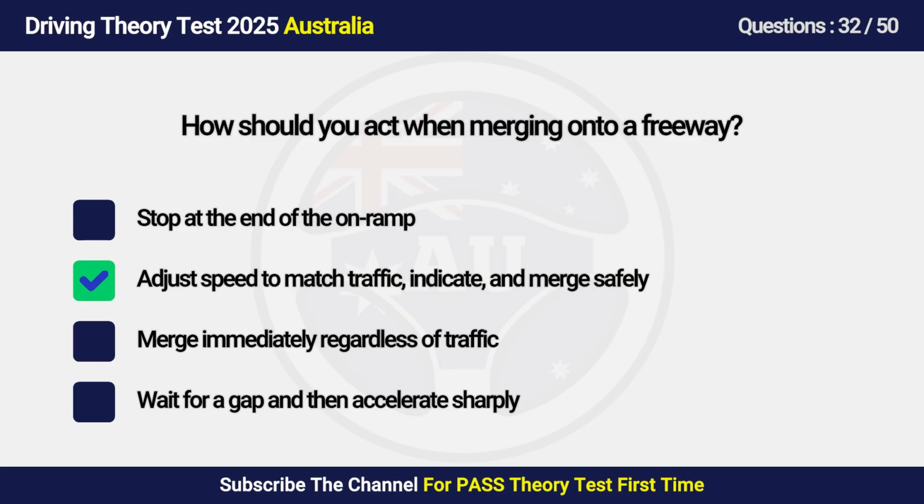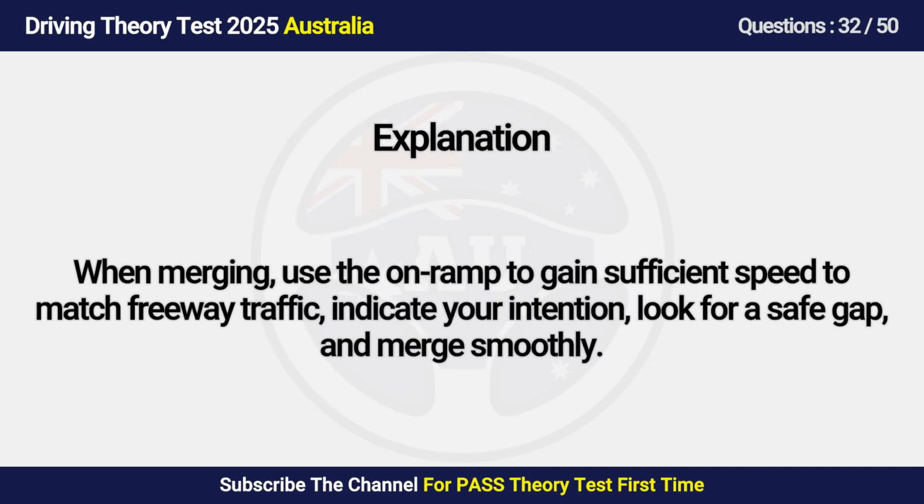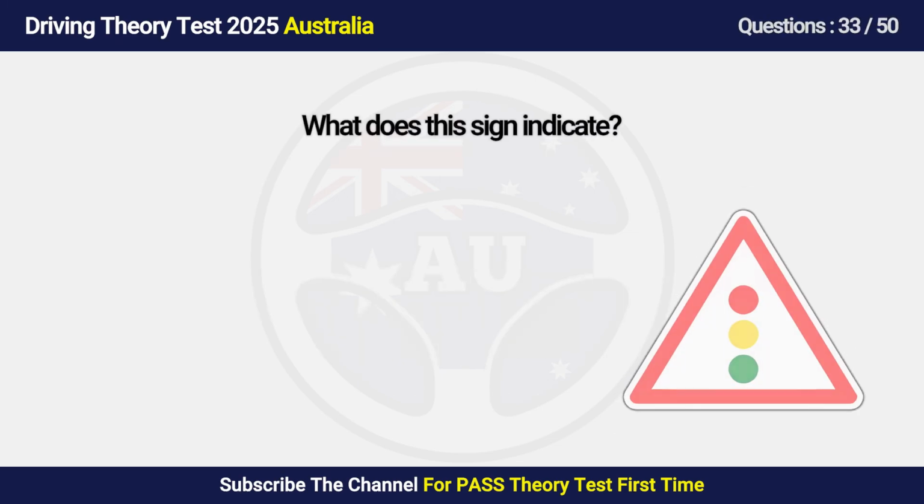Answer is B. Adjust speed to match traffic, indicate and merge safely. When merging, use the on-ramp to gain sufficient speed to match freeway traffic, indicate your intention, look for a safe gap, and merge smoothly. Question 33. What does this sign indicate?